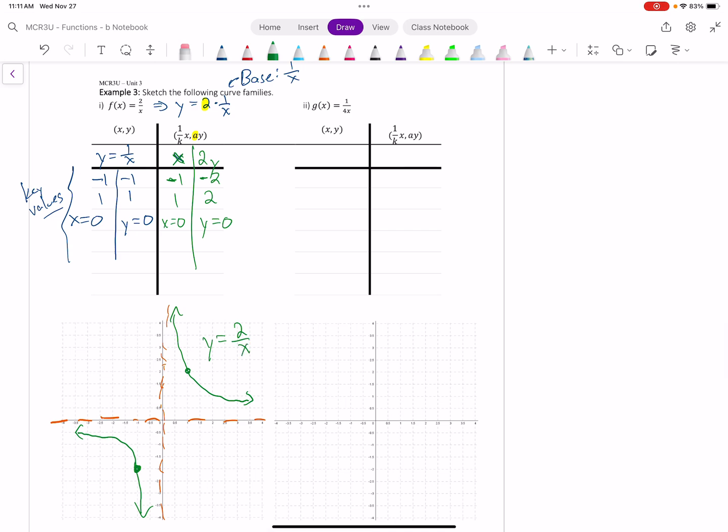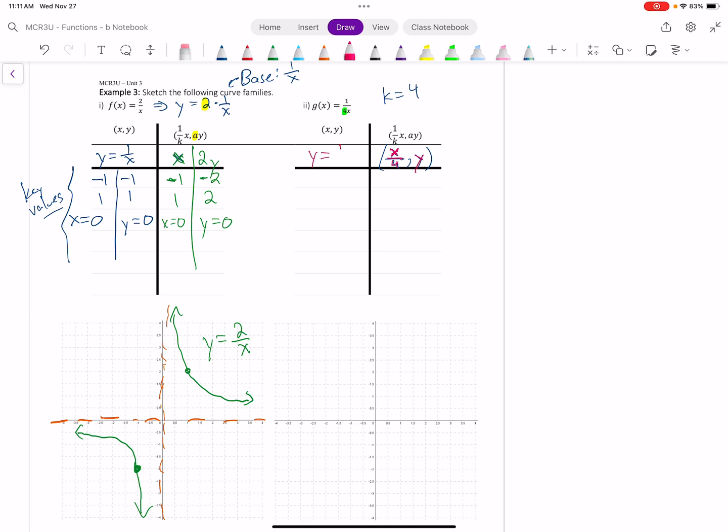The next one, notice this one is now in the denominator. So this makes this a k value. So k is going to be equal to 4. That means I'm going to take x and I'm going to divide it by 4. My y values don't change. Again, I'll change this color.